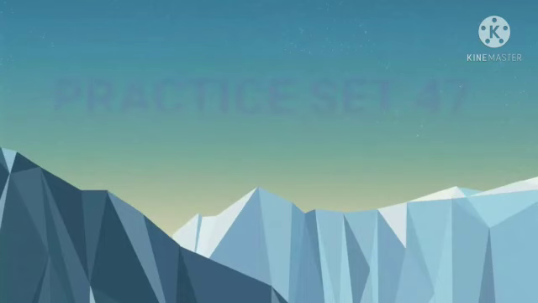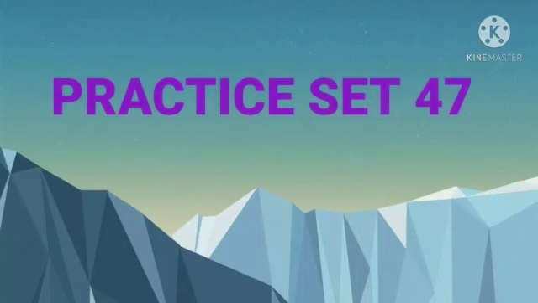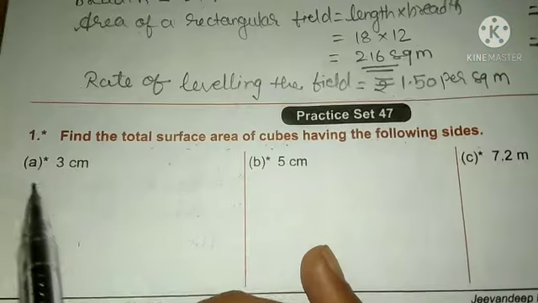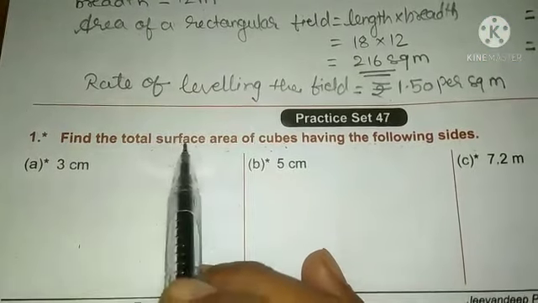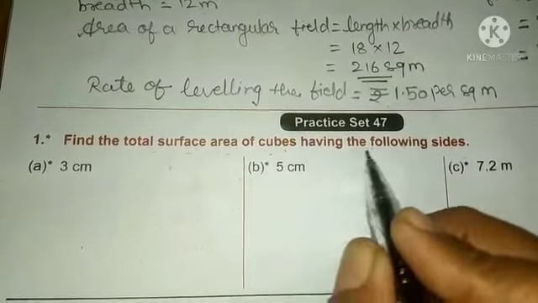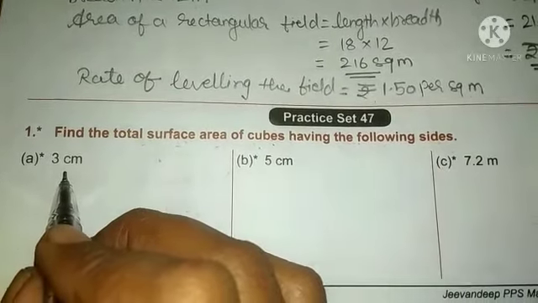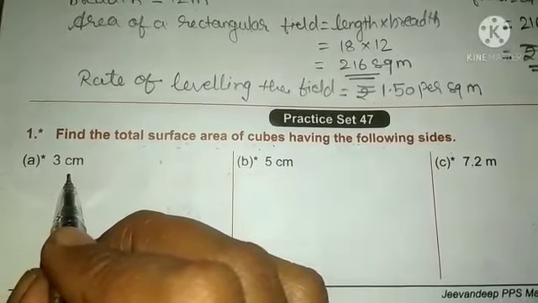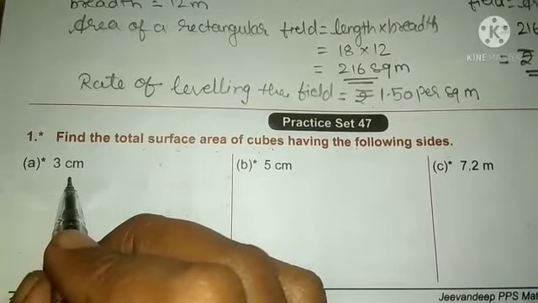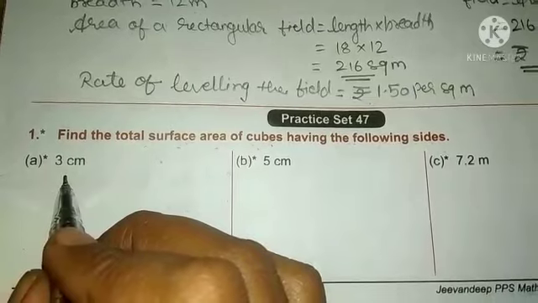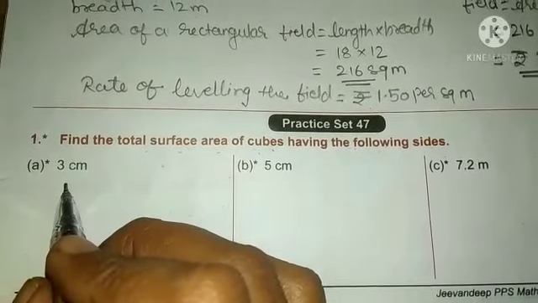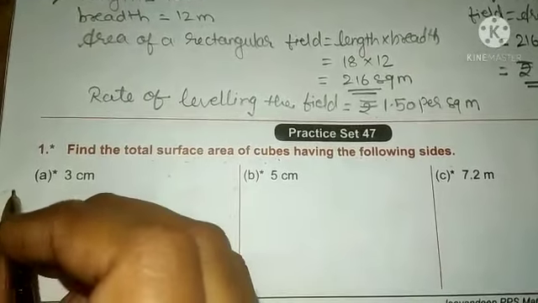Clear? Now let's see practice set 47. Students, question number 1: find the total surface area of cubes having the following sides. Here the side of a cube is given. What do we have to find out? We have to find the total surface area of a cube. How will you find that? By using the formula. Let's see how.